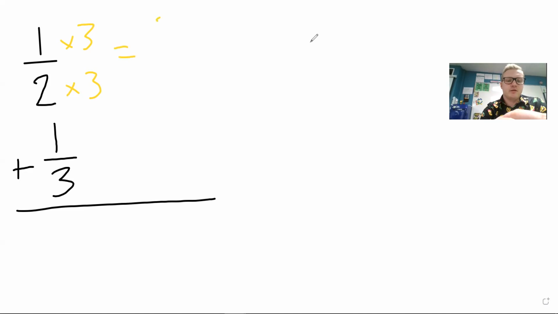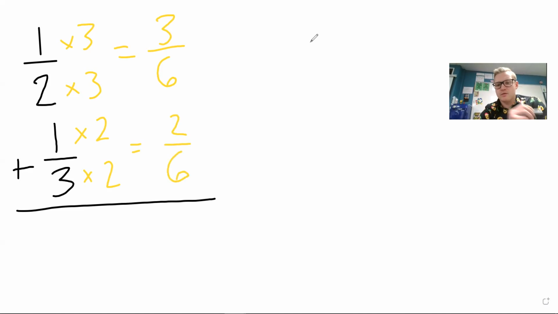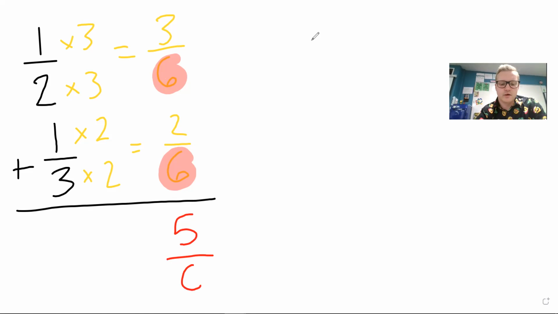So that's going to give me 3/6. Since I multiplied the top one by 3, I'm going to multiply this one by 2. That'll give me 2/6. What do you notice there? Both my top fraction and my bottom fraction have the same denominator now, which means I can add them together. 3/6 plus 2/6 is going to give me 5/6. And that right there would be my answer, 5/6.